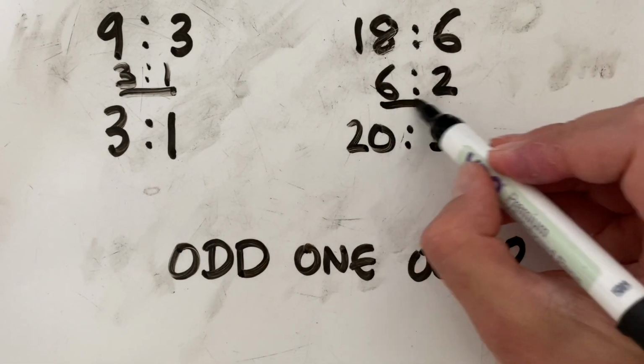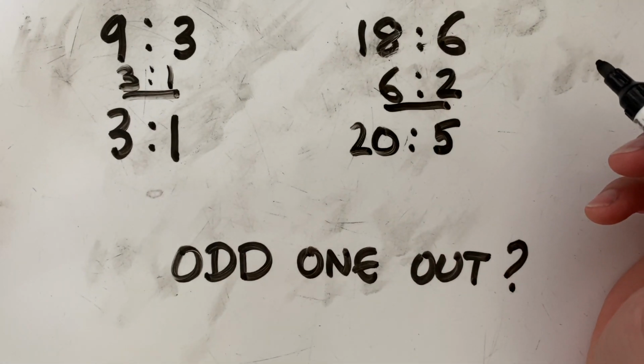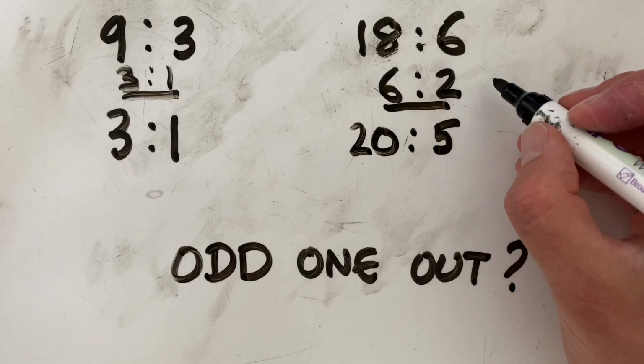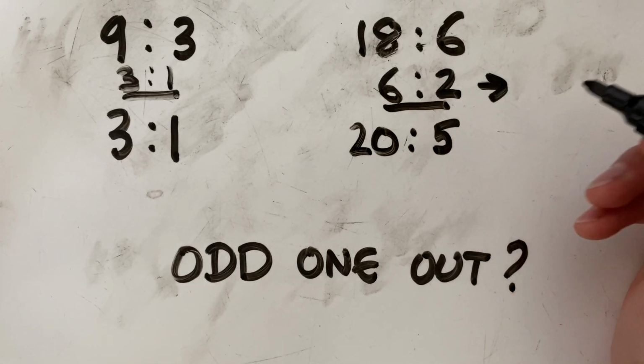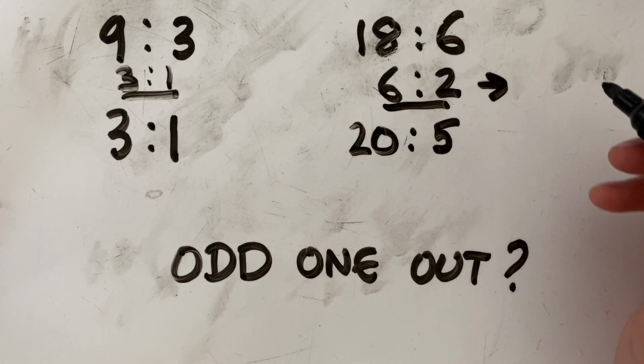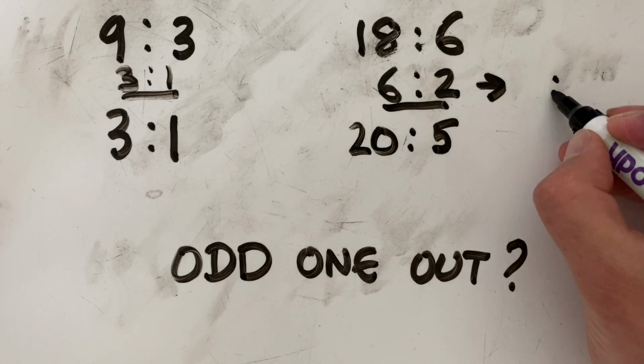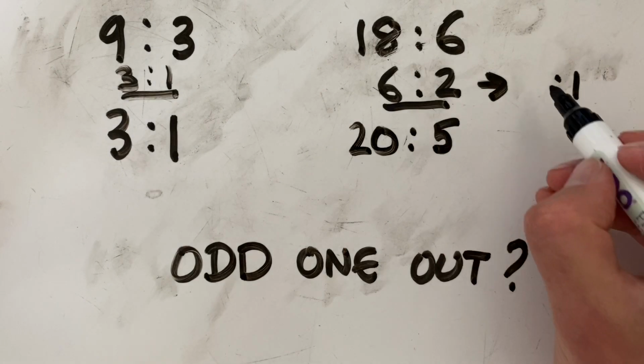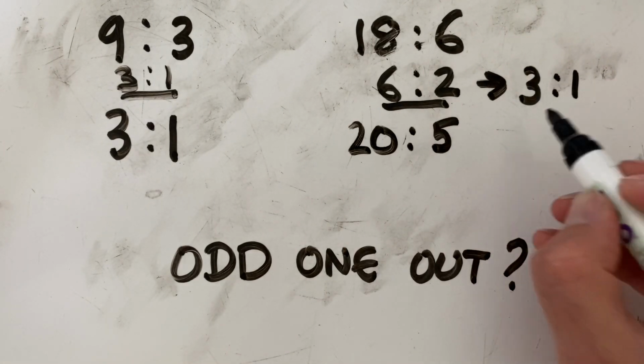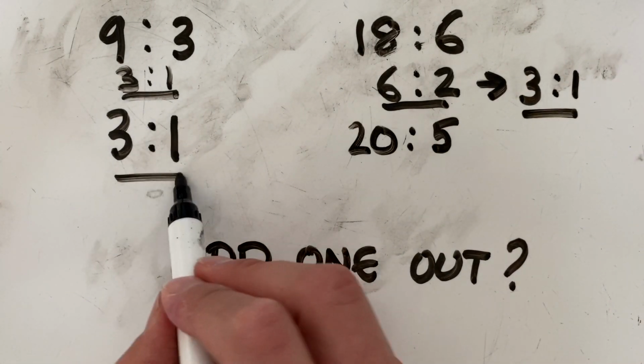However, I'm not done yet with this one because it can be simplified further. So now I have a look. What times table are these in? Well, it's the 2 times table now. So to further simplify, I ask, how many 2's go into 2? 1 of them. And how many 2's go into 6? 3 of them. It's 3 to 1 again. This one is 3 to 1.